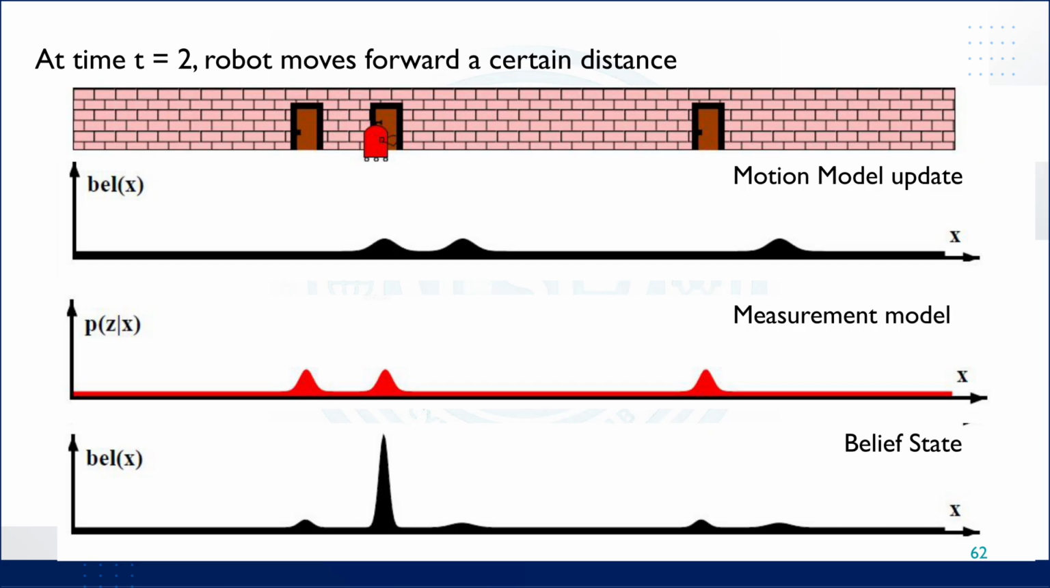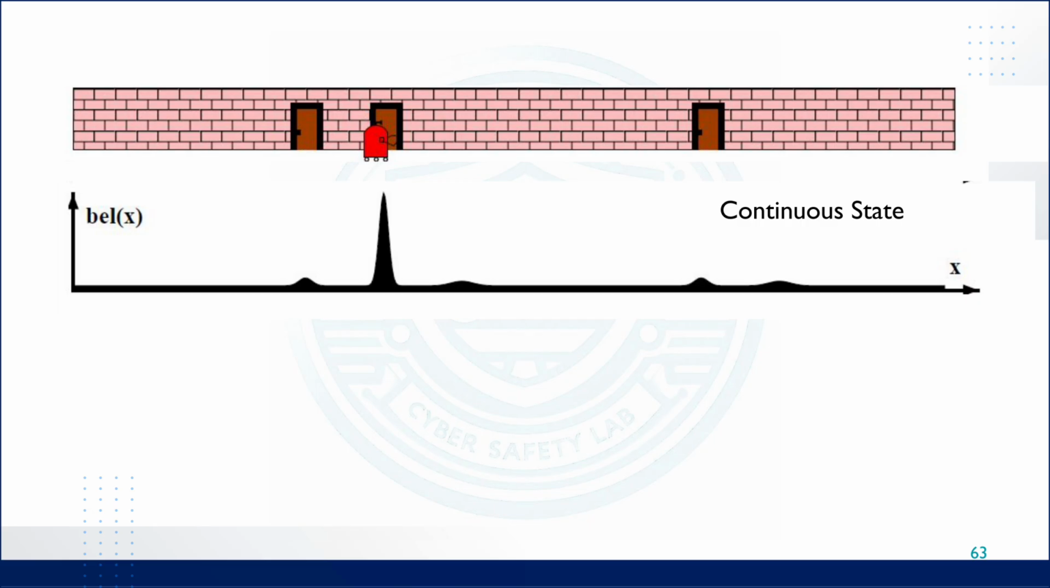This illustrates the basic idea of localization using probabilistic reasoning. We maintain many hypotheses, and we gradually eliminate them until only one remains highly likely. Now that the robot has performed several motion and measurement updates, our belief distribution has become sharply concentrated near one specific location, the second door. This tall peak indicates the position where the robot is most likely located.